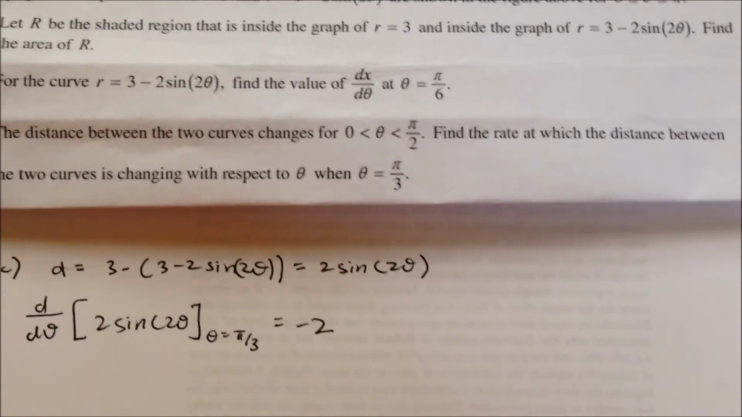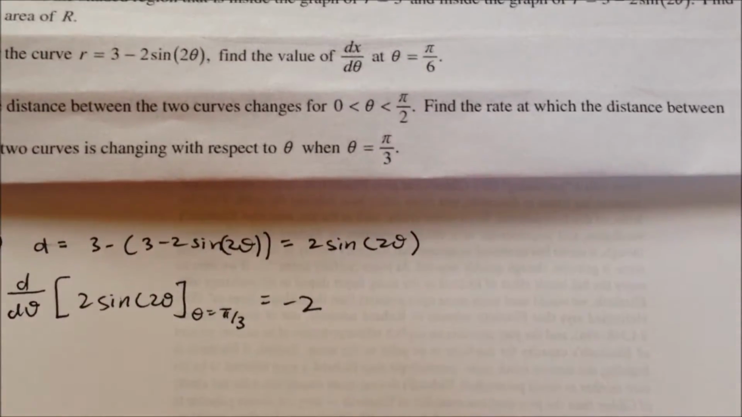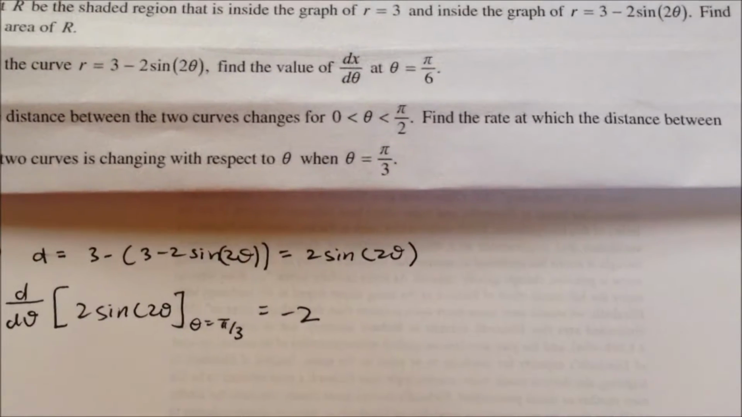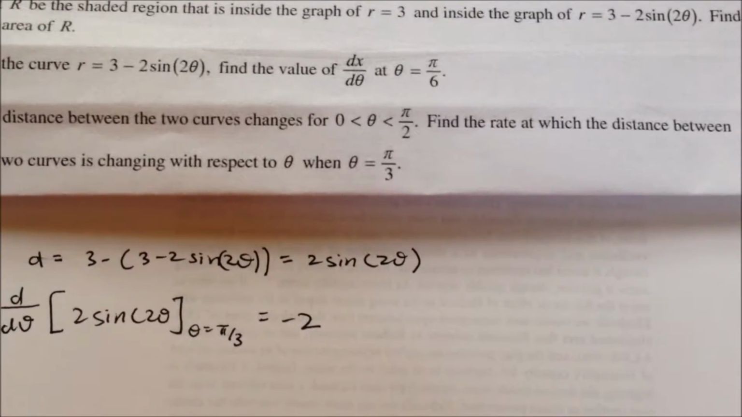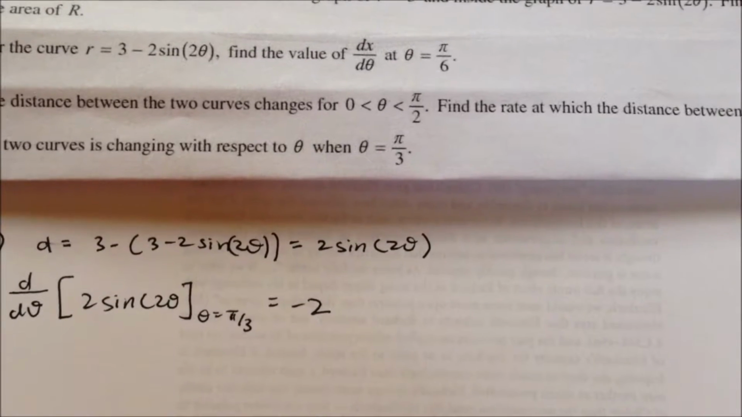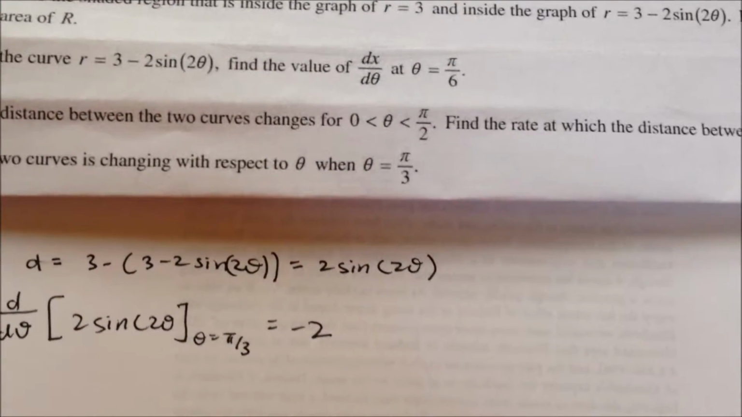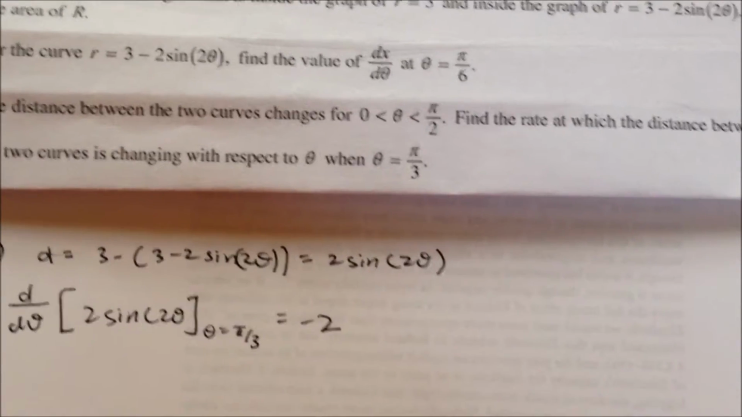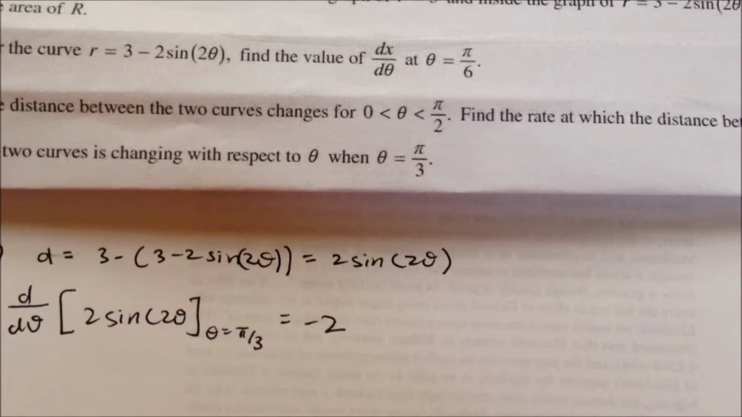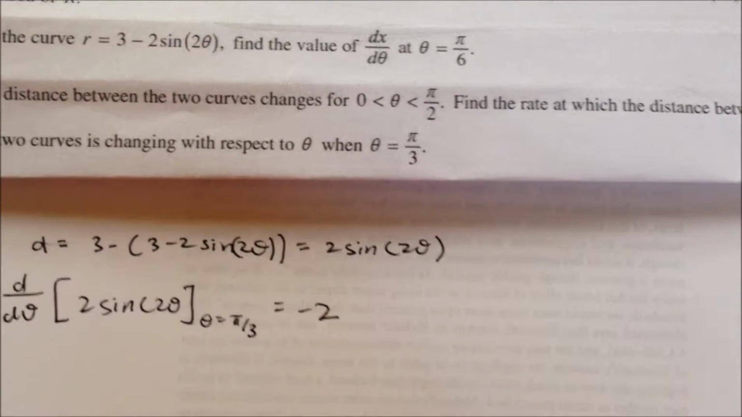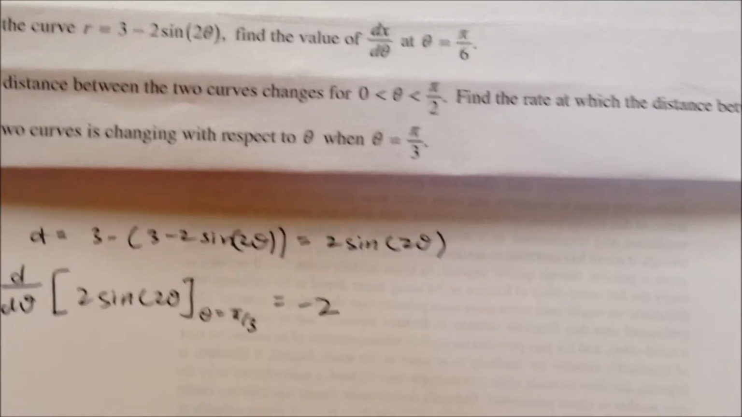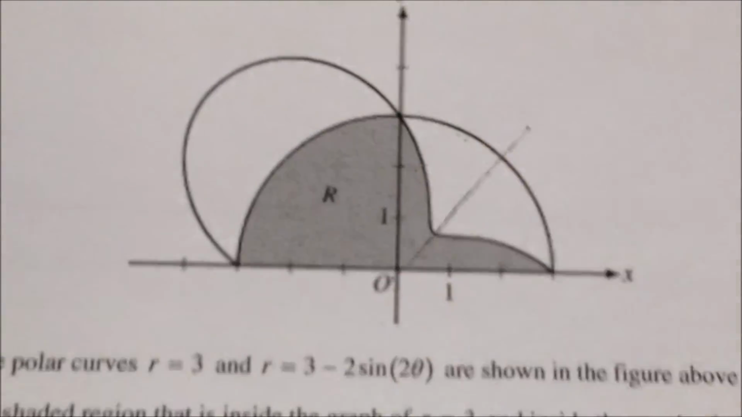Part C says the distance between the two curves changes for 0 is less than theta, which is less than pi over 2. Find the rate at which the distance between the two curves is changing with respect to theta when theta is equal to pi over 3. So at first when I read this problem I was kind of confused because I thought that maybe I should use distance formula or something like that. But if you think about the radius as the distance from the origin, I think that really helps.